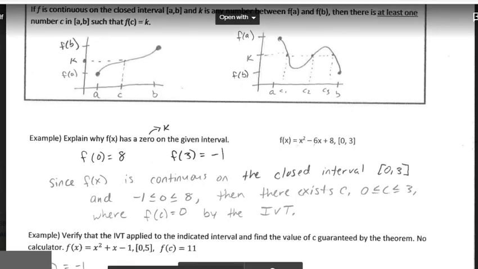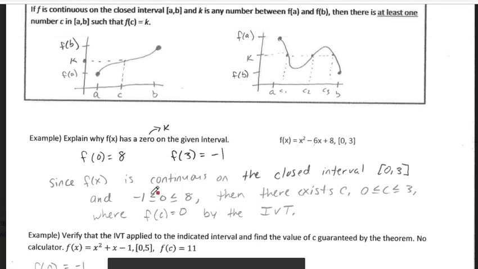All right, so this first one, explain why f of x has a 0 on the given interval. So f of x is right here. This is x squared minus 6x plus 8. And we're looking from 0 to 3. Now from algebra 2, you know that you can find the 0. But using this theorem, we're just going to explain why we know that it has a 0 on that interval. So the 0 is the k value in this case.